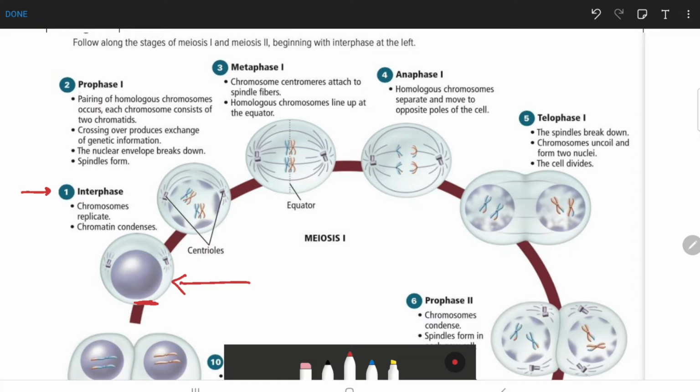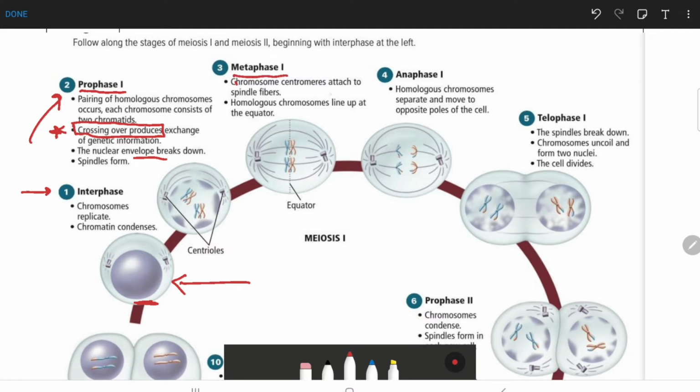After that, we have prophase 1, where the pair of homologous chromosomes come close to each other, and crossing over takes place. This is very, very important. Crossing over takes place in prophase 1. Then the nuclear envelope breaks down, and the rest is the same as mitosis. So this is one of the differences between mitosis and meiosis.